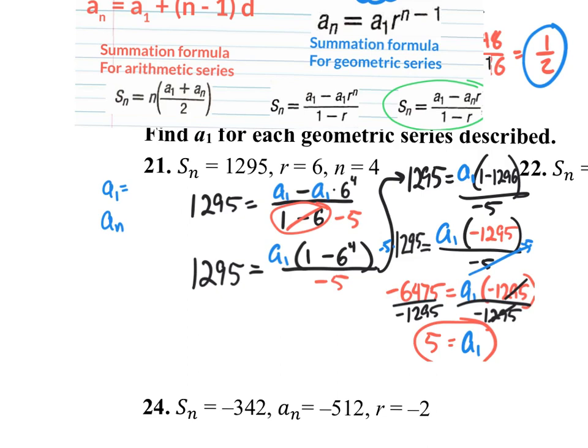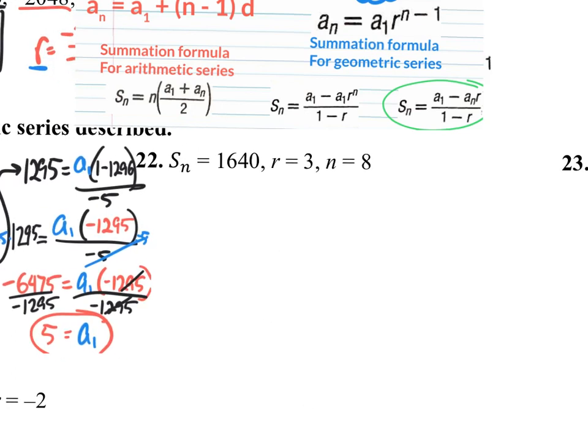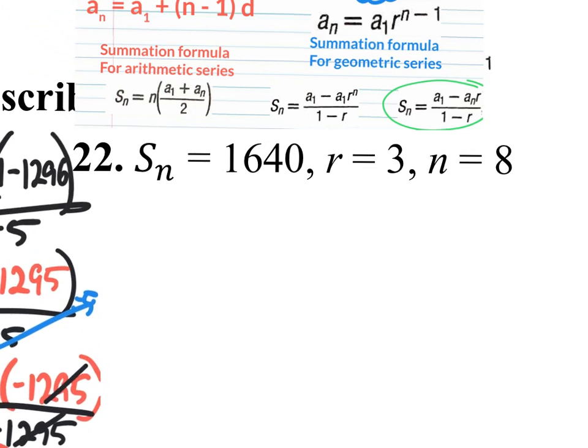Okay, so they ask us to find a sub 1 for each geometric series given the information. We took the information, we decided which formula we're going to use, and we plugged everything in and we solved for a sub 1, which was a missing value. Okay. That was 21. It's almost identical to 22. So go ahead and hit pause and try to do 22.